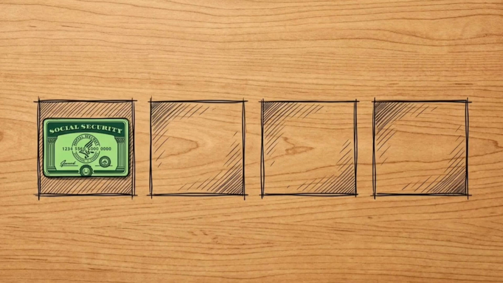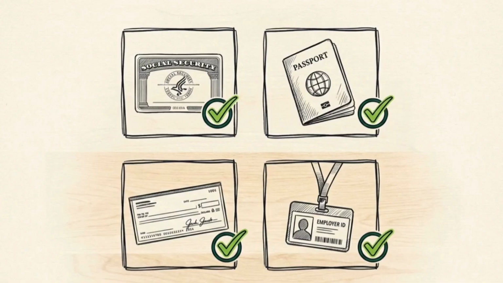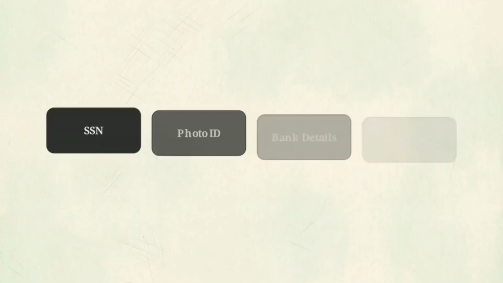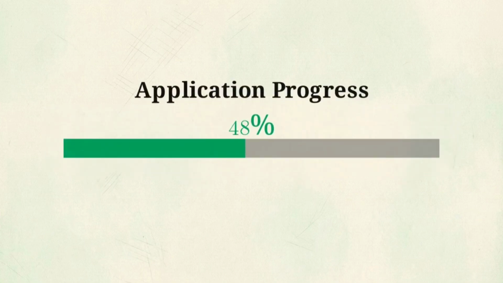You'll need your Social Security number, a government-issued photo ID, your bank account details, and your basic employer information. If you don't have a physical check for your bank details, you can find your routing and account numbers inside your mobile banking app. Having these 4 items ready prevents the application from timing out, which is the most common reason people stop halfway through the process.